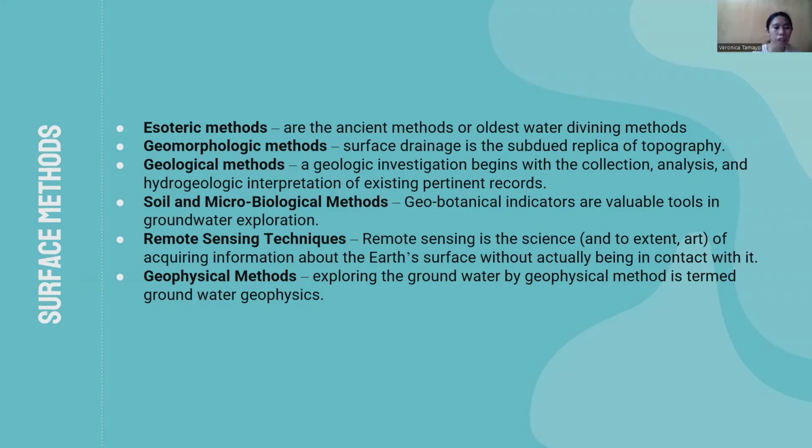So, next we have geomorphological methods. Surface drainage is the subdued replica of topography. So topography is the natural arrangement and artificial physical features of an area. So mostly groundwater flow coincides with the surface drainages. So next we have geological methods.